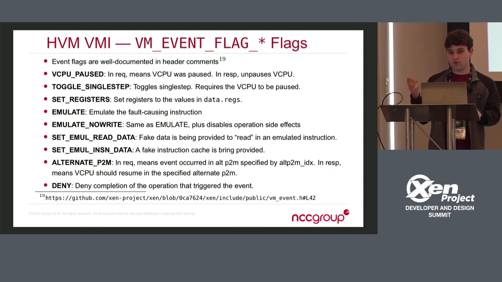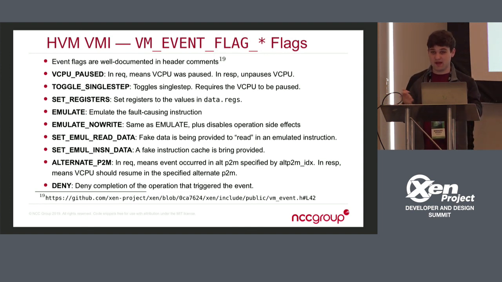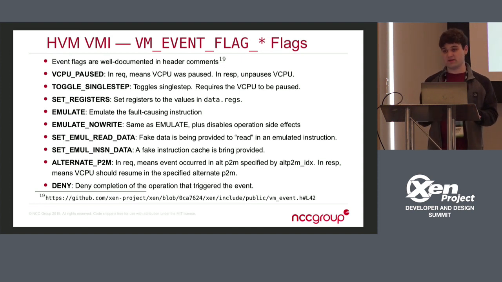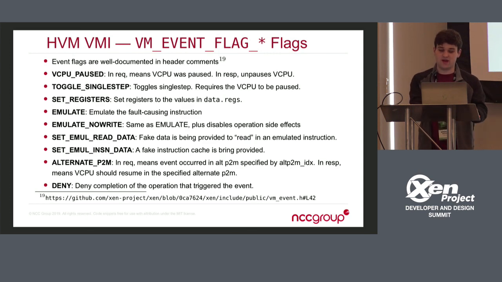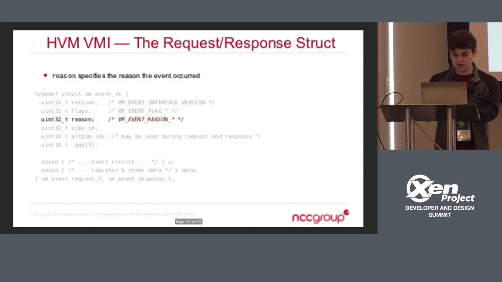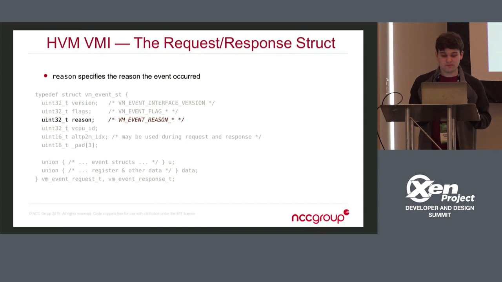Set registers will cause the register state that is stored in the response, which I will show you how to do in a moment, to be set as the new state of the guest. The emulate series of flags is pretty cool. It allows you to do things like, if you catch a file descriptor event, which is one of those event reason types that I mentioned, you can catch a file descriptor read. You can provide fake data to read from it, and I think you can also provide fake instruction data to read from the instruction cache. I haven't used these myself personally, but they sound pretty interesting.